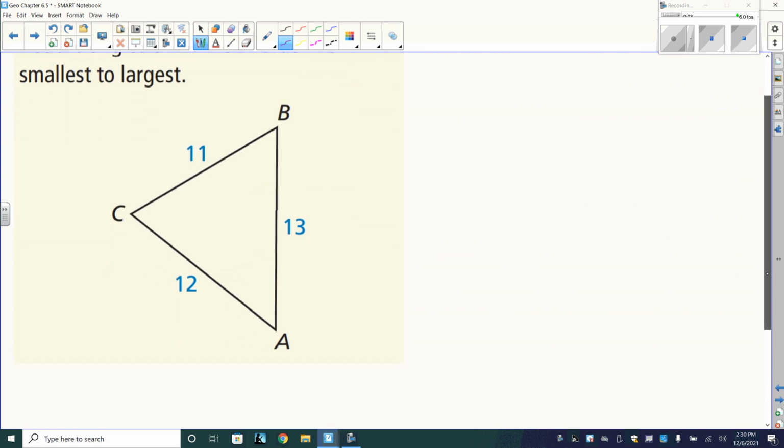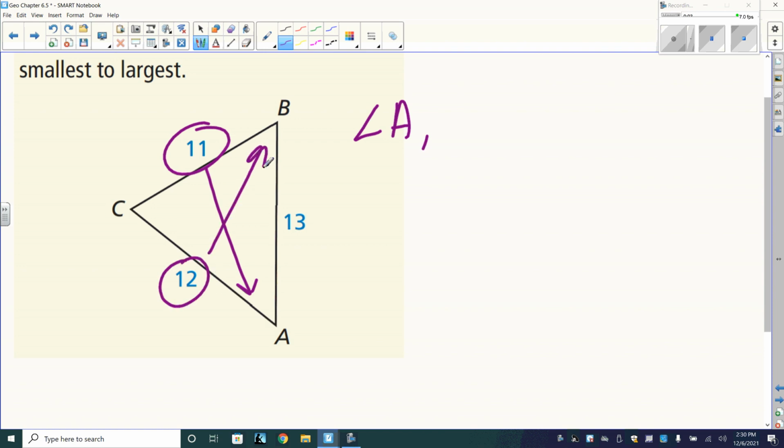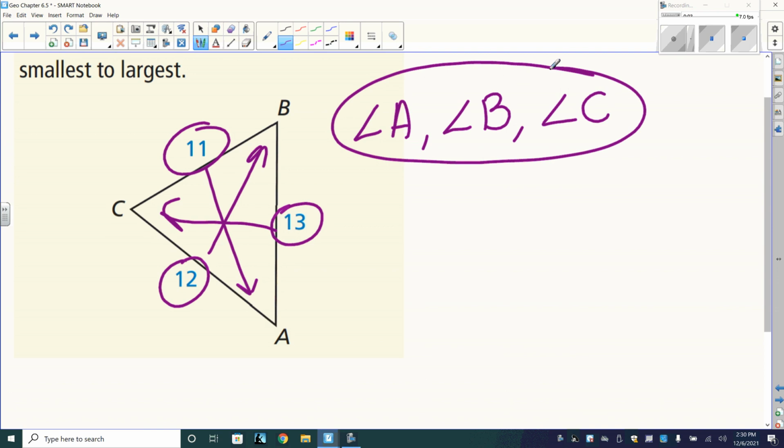So we want to order the angles from smallest to biggest. Well, what's the smallest side? 11, and the angle opposite is angle A, so angle A is the smallest. So our next biggest side would be 12. So the next biggest angle is angle B, which leaves us with angle C, and 13 is the biggest, and its opposite angle is C. That's it. Questions on this here?